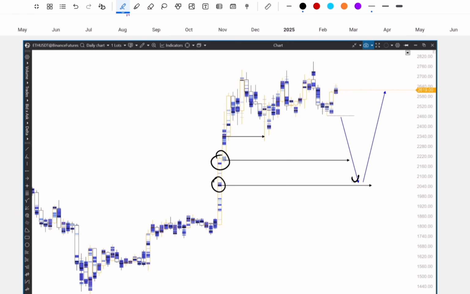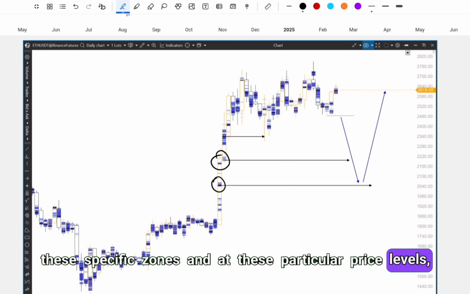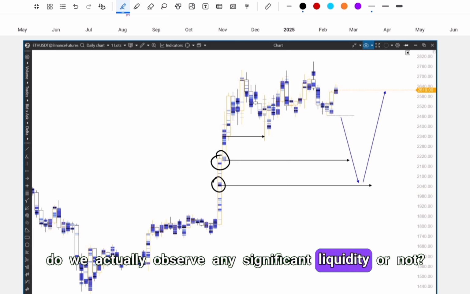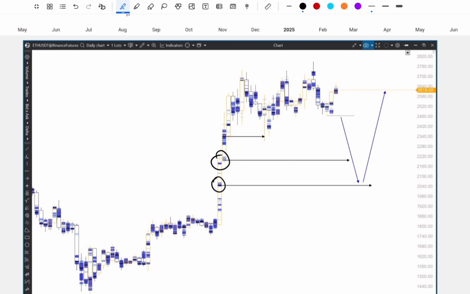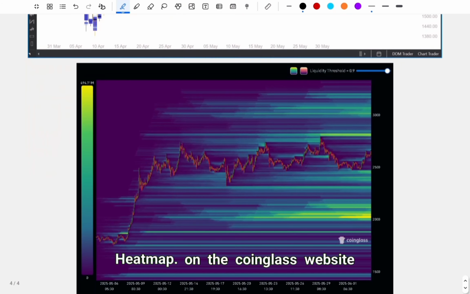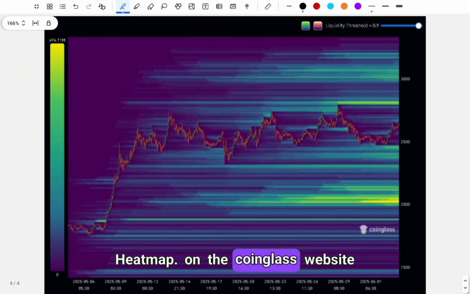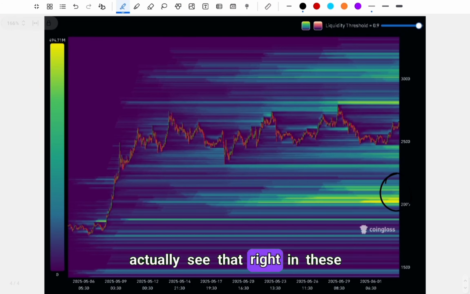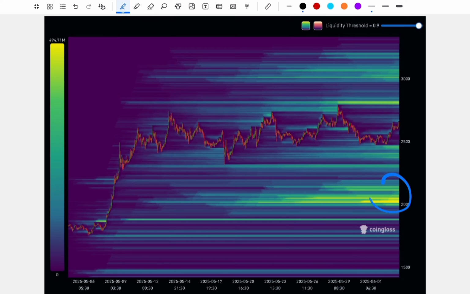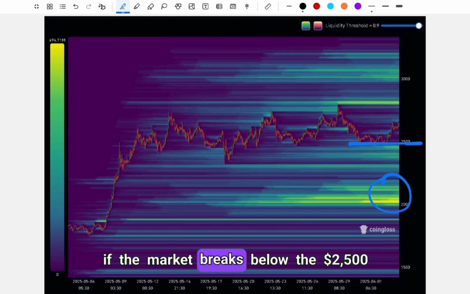But the crucial point is, in these specific zones and at these particular price levels, do we actually observe any significant liquidity or not? This can in fact be accurately checked using the comprehensive liquidation heat map. On the Coinglass website, you can actually see that right in these $2,000 price zones, there is a very heavy liquidity present. In my opinion, if the market breaks below the $2,500 floor, it will first drop down to absorb this liquidity and then move upward.